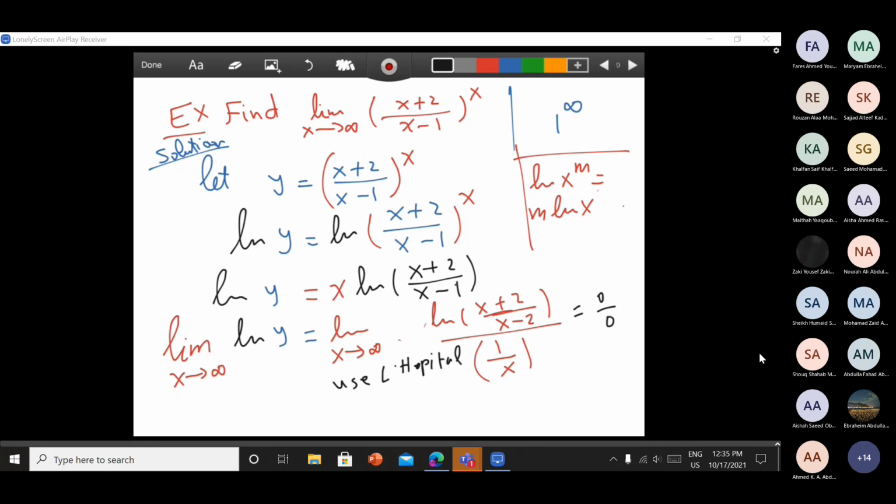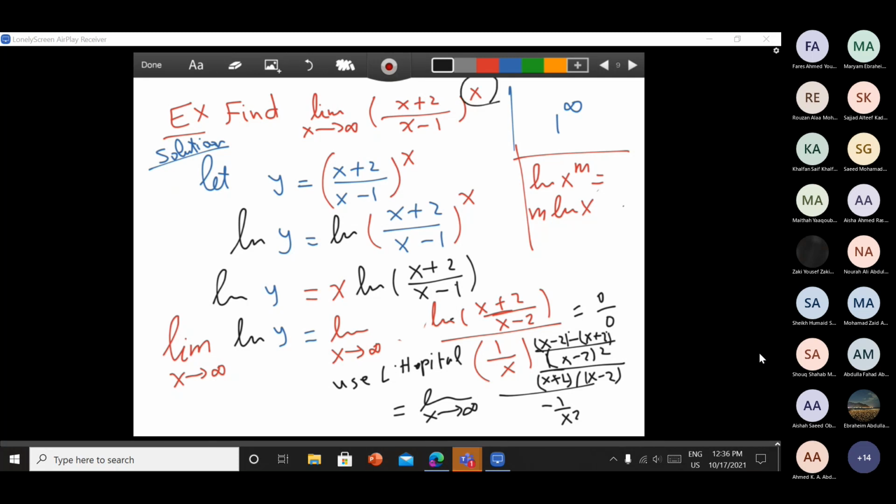I will leave this one for you to find the derivative of the numerator. And I know the derivative of 1 over x is minus 1 over x squared. And I let you find the derivative of the ln, which is 1 over x plus 2 over x minus 2, times the derivative of this one using the division rule. So you have x minus 2 squared, and you have x minus 2 times 1 minus x plus 2 times 1. Okay, and then you just substitute and I'll leave it for you.